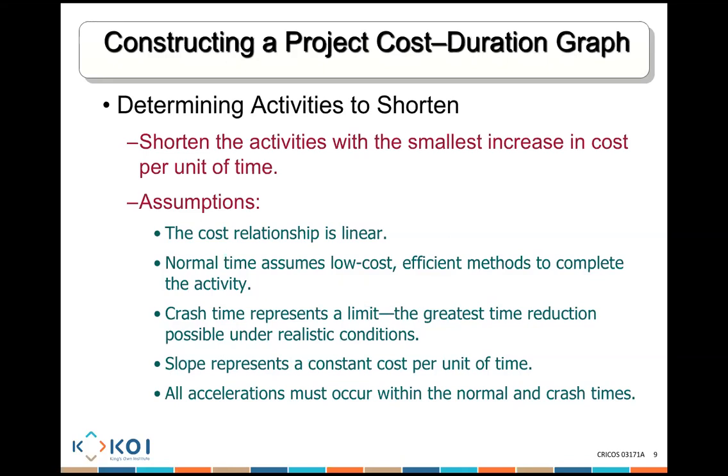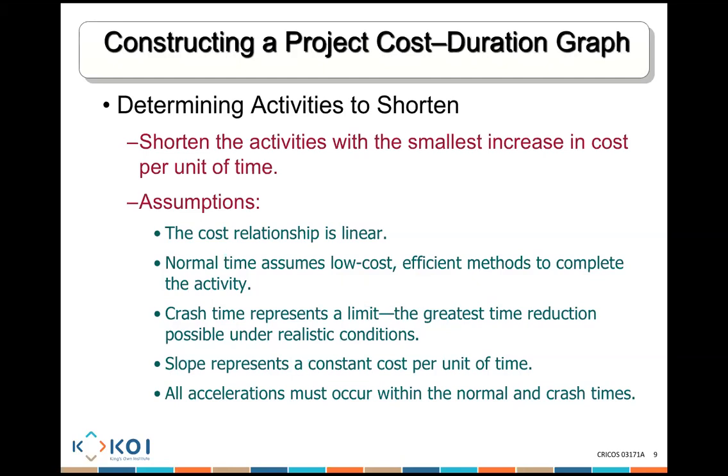The second assumption is that normal time assumes low cost, efficient methods to complete the activity. Crash time represents a limit, the greatest time reduction possible under realistic conditions. So if I want to crash activity A from 5 days, what's the maximum? How many times can I crash it? I can crash it 2 times only. That's your limit. You can't crash it more.